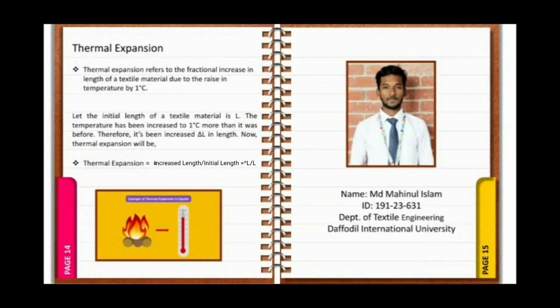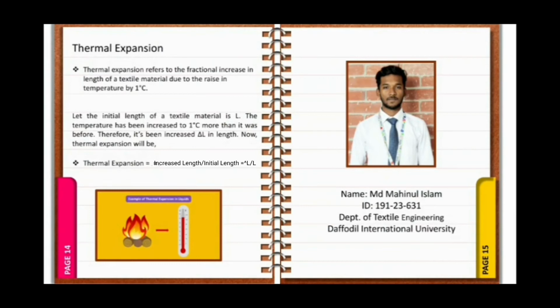Thermal expansion. Thermal expansion refers to the fractional increase in length of a textile material due to the rise in temperature by 1 degree Celsius. It is generally measured by the coefficient of thermal expansion.